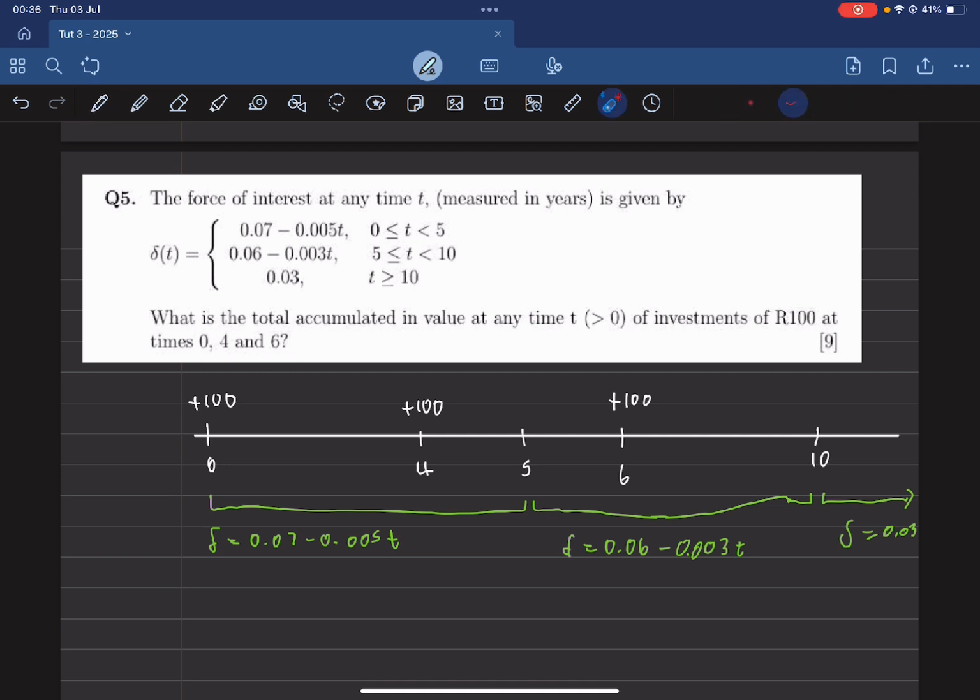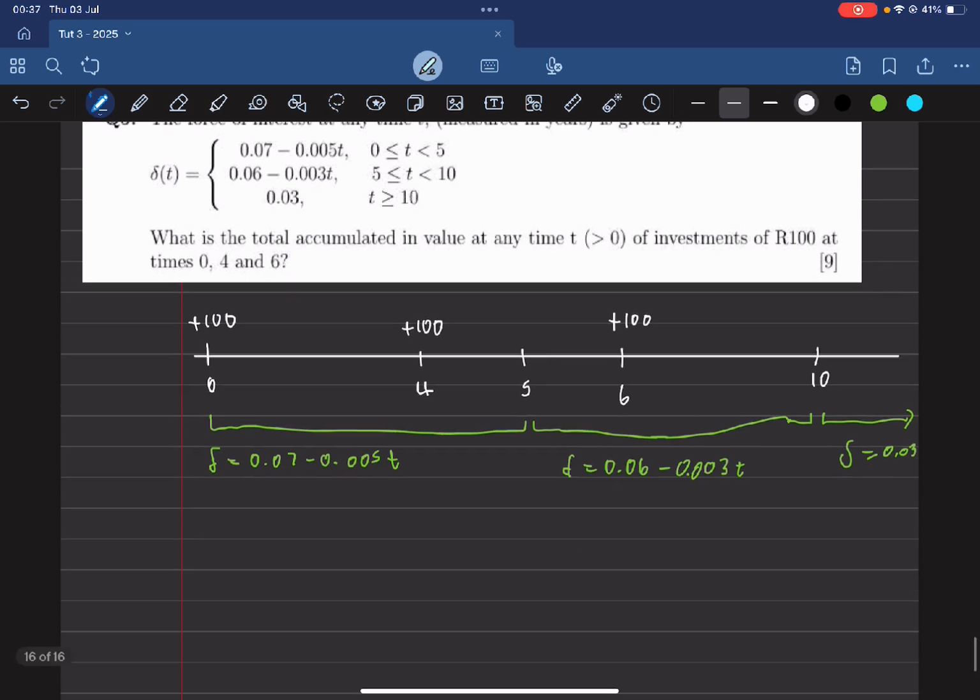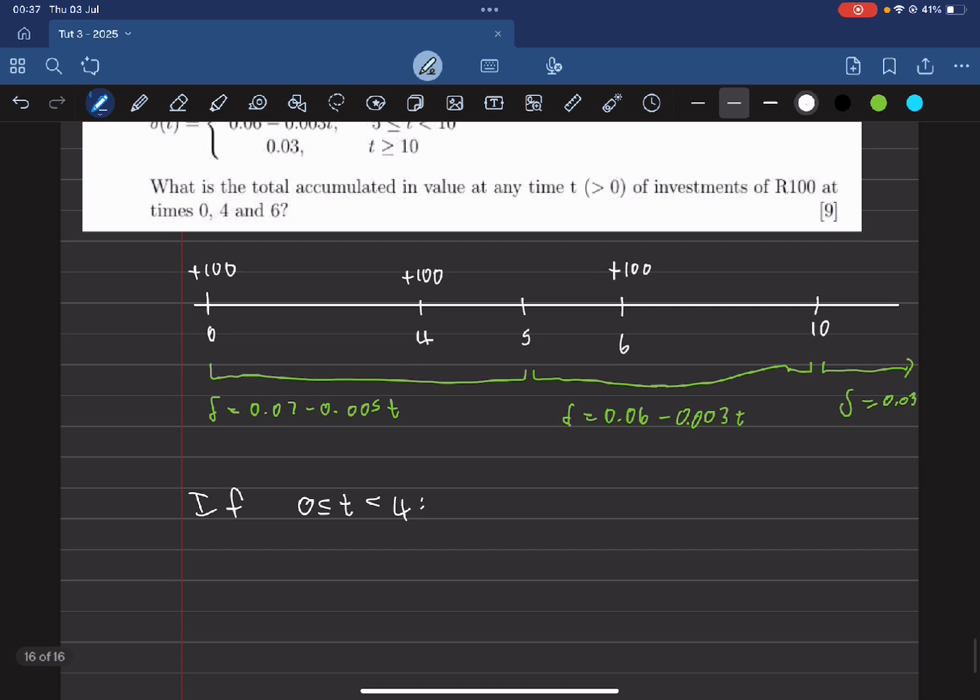So now, all the time points I've marked, I like to think of them as your critical points, and we're basically going to split it into different sections between all of these points. So we'll start with between 0 and 4. So if t is between 0 and 4, and we must not include 4, because that's when you deposit 100, so not including 4. Cool. So all we have to do is move this 100 forward to some time t, which we don't exactly know.